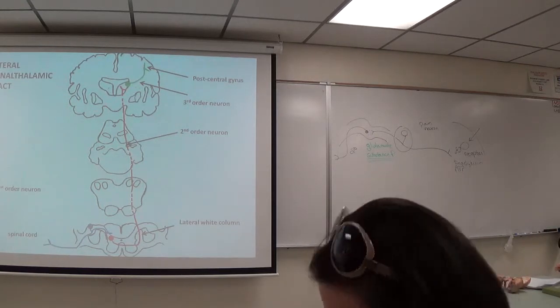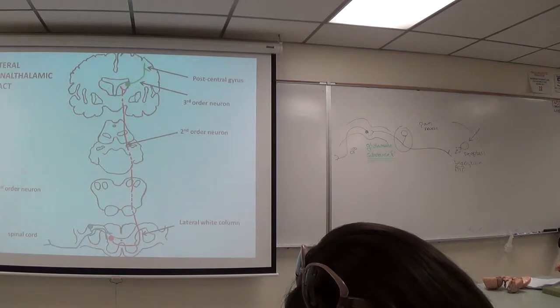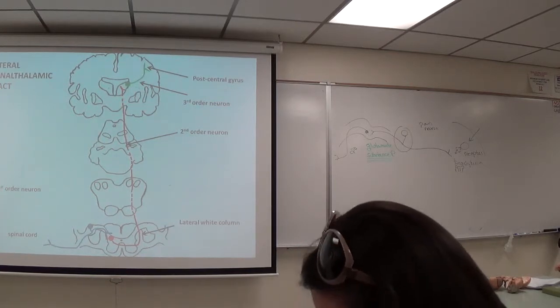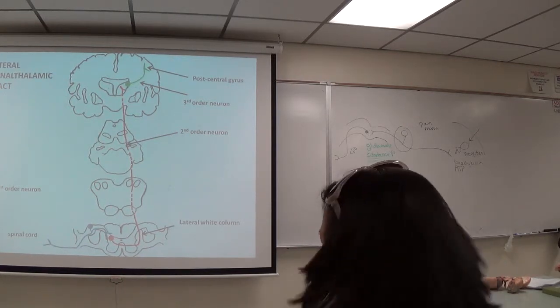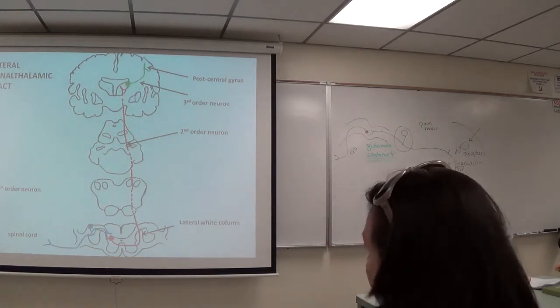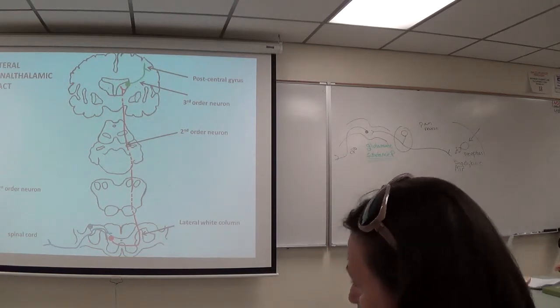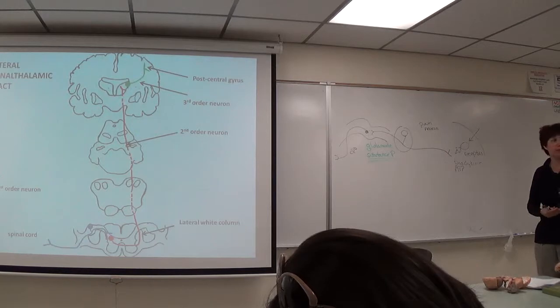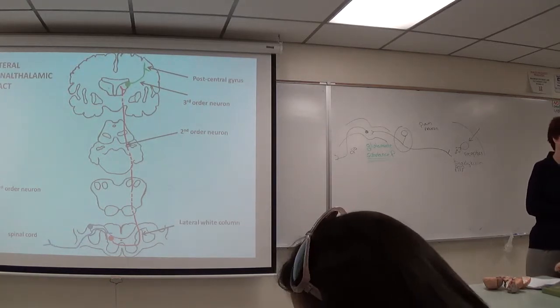Now, most of you have probably heard of endorphins. We're going to talk about neuromodulators in our next unit. And endorphins are a naturally produced pain-blocking or euphoria-inducing substance that your body makes.